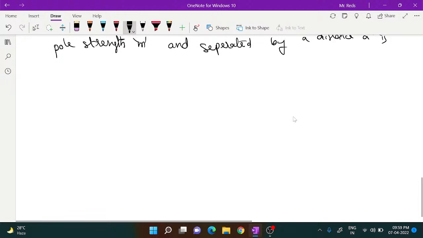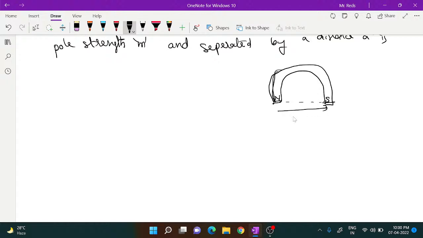To understand this, we have to consider the horseshoe magnet first. A horseshoe magnet looks semicircular in shape. I am not drawing properly, you have to take this properly. Like this. Let us say this is the north pole and this is the south pole. They are separated by a distance a. You are asked to find the resultant magnetic field at the center of the line joining them. Let us say this is O.